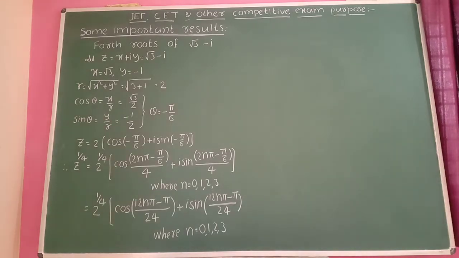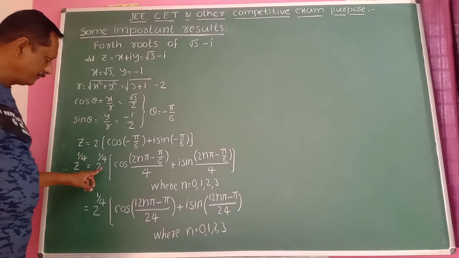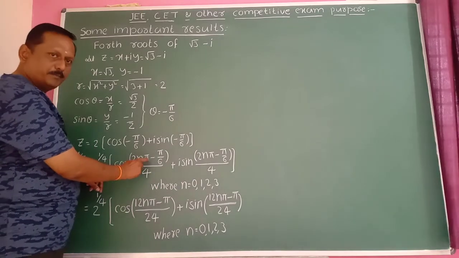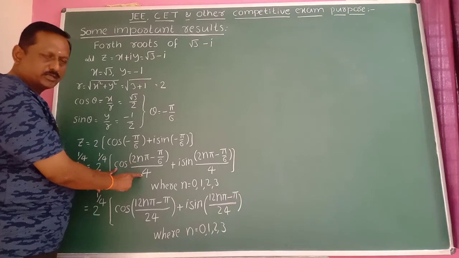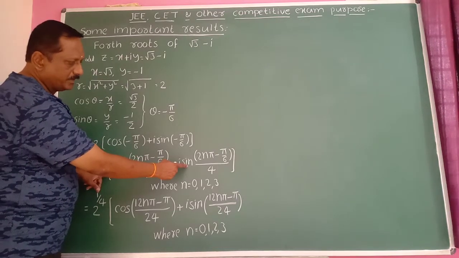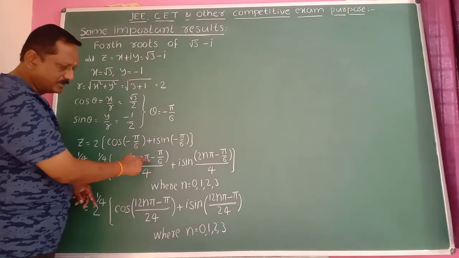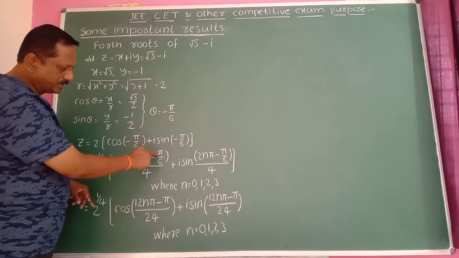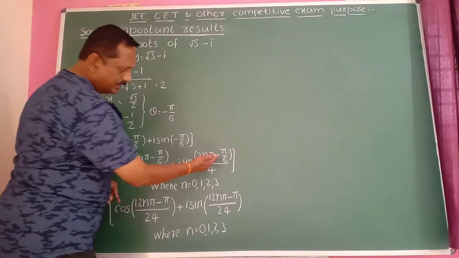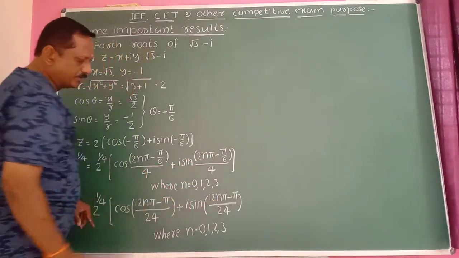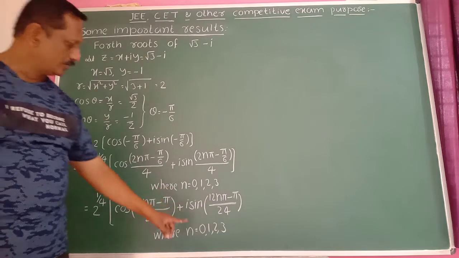Here we want the fourth root of the complex number. Therefore take z raised to 1 by 4 equal to 2 raised to 1 by 4 into cos of (2n pi plus theta), where theta value is minus 5 pi by 6, divided by 4, plus i sin of (2n pi minus 5 pi by 6) divided by 4. In the numerator, the LCM of 6 is: 6 2s are 12, so 12 n pi minus 5 pi, and take 6 to the denominator, 6 4s are 24. Similarly here also, (12 n pi minus 5 pi) divided by 24, where n takes values 0, 1, 2 and 3, because for fourth roots there are 4 values.